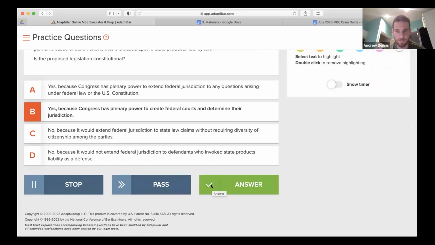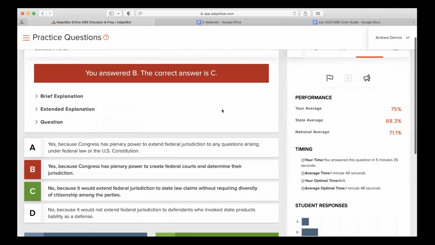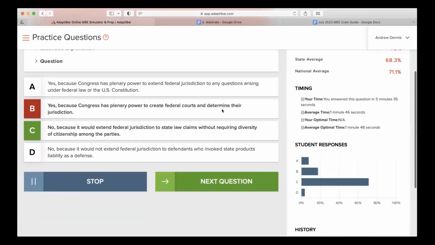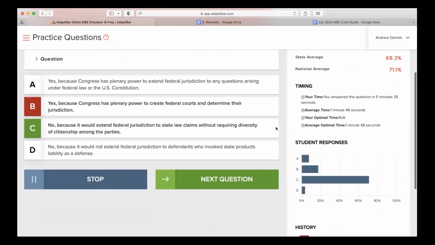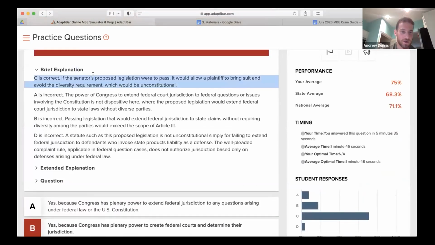Let's go. Oh man. Sorry, Matt. All right. I guess I was right. I guess it was a state senator. Hold up. Let me just explain, because I was gonna go C too. If the Senator's proposed legislation were passed, it would allow plaintiff to bring suit and avoid the diversity requirement, would be unconstitutional.